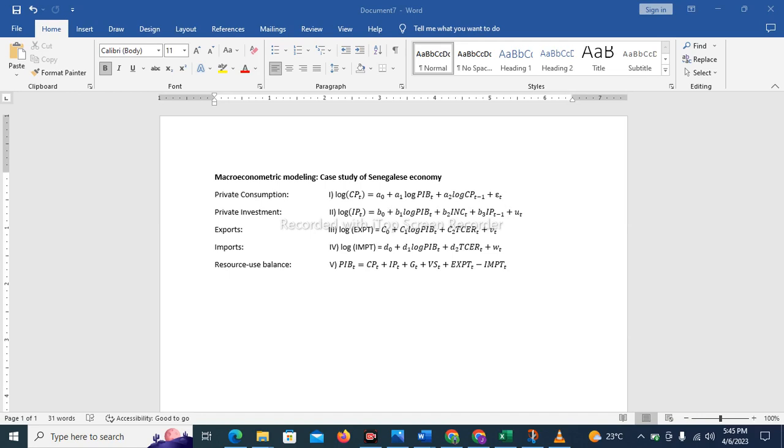So, in a nutshell, of these five equations, four are behavioral equations, and the last one is an identity. They define the way we stipulate GDP in our macroeconomics. GDP equals consumption plus investment plus government expenditure plus exports minus imports. So basically, that's what we are doing. But now we are going deeper into explaining each and every component in that equation.